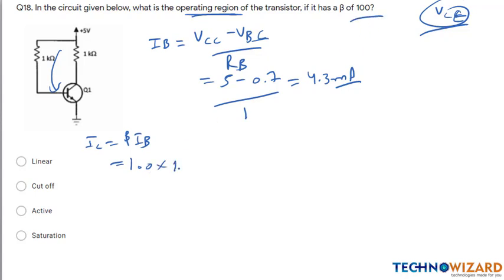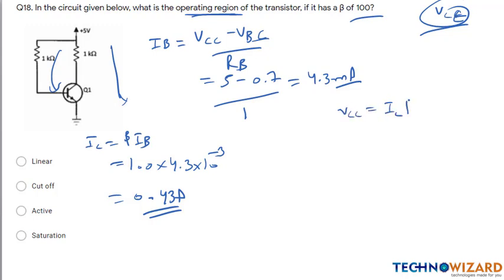IB is 4.3 milliampere, that is 10 to the power minus 3. We will get 0.43 ampere as IC. Now putting KVL in this loop, we are getting VCC is equal to IC RC plus VCE, and we have to find VCE. Therefore VCE is equal to VCC minus IC into RC.